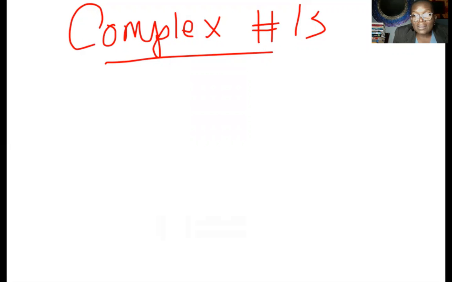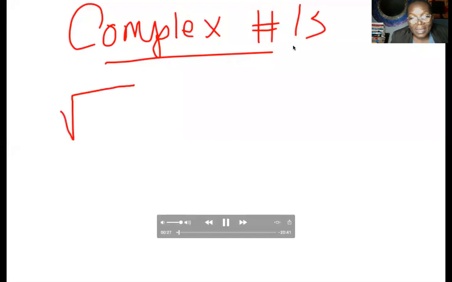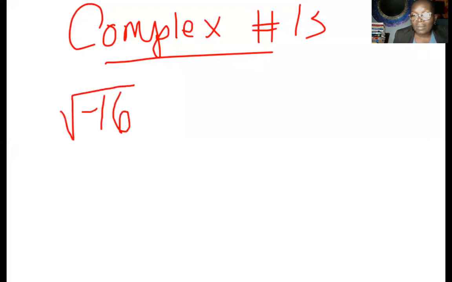Hey guys, I'm back. I am discussing complex numbers today with you guys. And so the big question, of course, is how do complex numbers come about? This is how the complex numbers come about, guys.